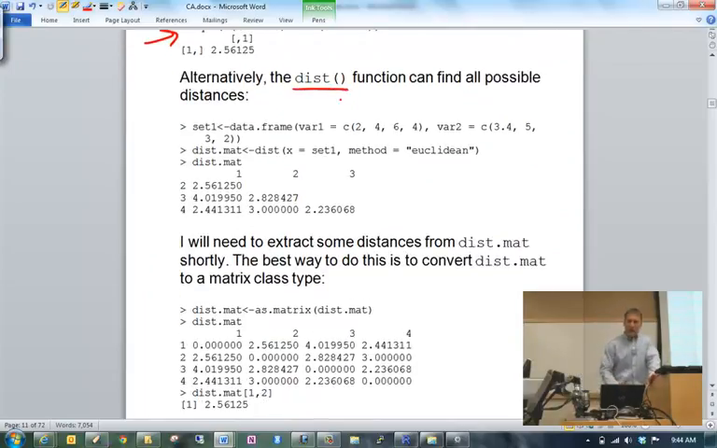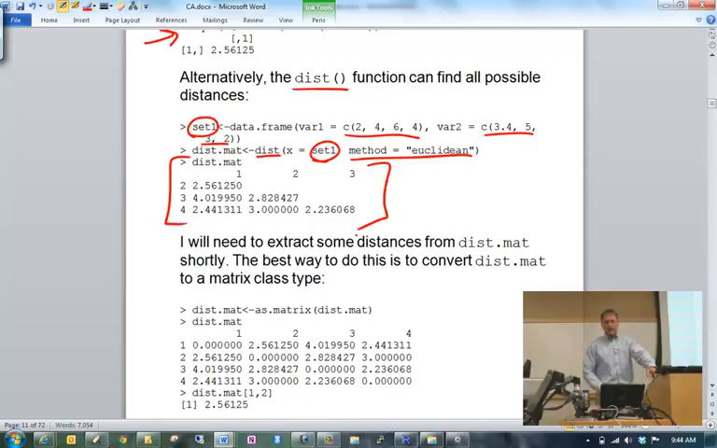The dist function allows me to find all pairwise distances between observations. It's fairly simple how it works. Create an object called set1. I'm going to put in my data, variable 1 and variable 2. And then just simply say dist, x equals set1, method equals Euclidean. And so now I have this set of distances. So the distance between observation 1 and 2 is 2.56.